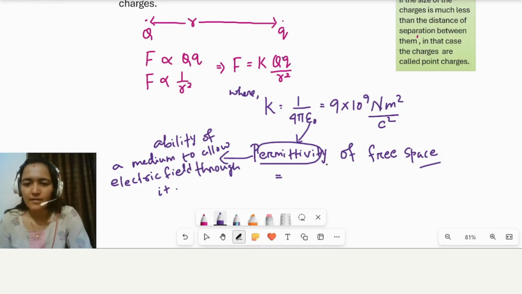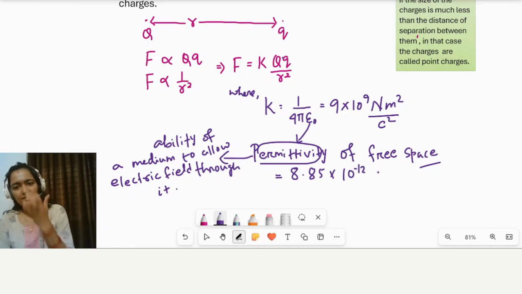Okay, so this epsilon naught is called permittivity of free space, meaning how much electric field can go through a free space. It represents that, and it also has some value, that is 8.85. Please remember all those things because we are going to use these many times to solve problems. 8.85 into 10 to the power minus 12.